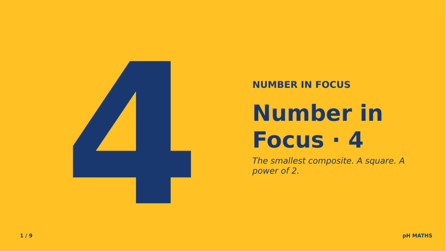Number in focus: 4. 4 is the smallest composite number, a perfect square, and the first power of 2 that actually does anything useful. By the end of this video, you'll know why 4 marks the boundary between primes and composites, where 4 hides inside indices and Pythagorean triples, and the divisibility test that handles 4 with embarrassing ease.